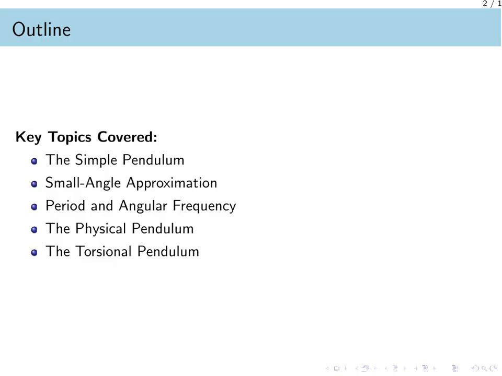Moving beyond point masses, we will examine the physical pendulum, which involves rigid objects of various shapes. Finally, we will look at the torsional pendulum, where a twisting wire provides the restoring force. By the end of this outline, you will understand how mass, length, and gravity interact to create these rhythmic oscillations.